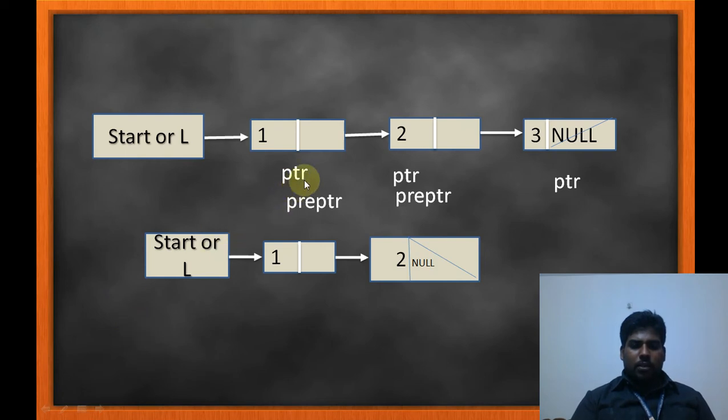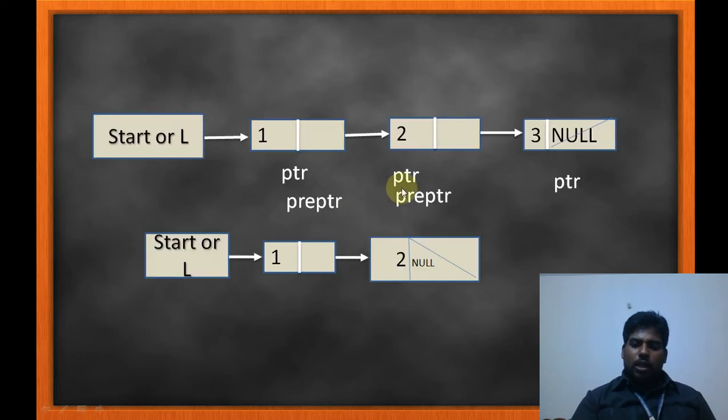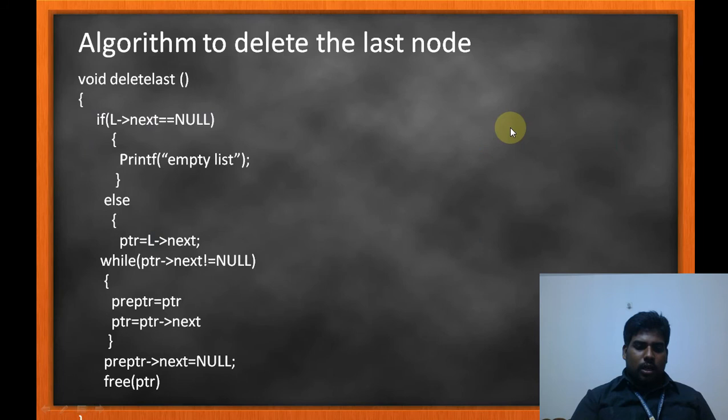So this PTR is moving here now. Like that it will be repeated again till it reaches the null point. Once it reaches the null point, it will be false, it will come out. Now this is pre-PTR, right? Pre-PTR next position, we have to make it null and we have to delete this position. That's what pre-PTR next equal to null.